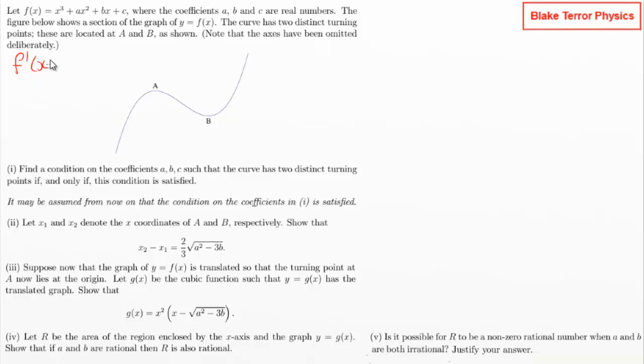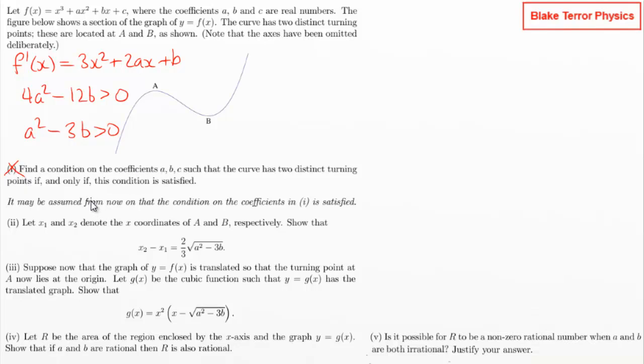So let's differentiate: 3x squared plus 2ax plus b. And we need two distinct solutions to that. So our b squared minus 4ac, which is 4a squared minus 12b, has to be greater than 0. So, well, I suppose we could say a squared minus 3b has to be greater than 0. Right, a nice starter to get us going.